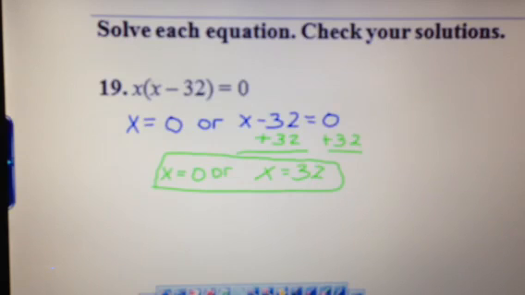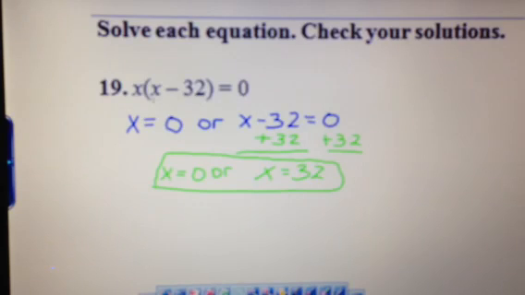Those are the ways that we could multiply these two factors and get 0. If x was 0, we put 0 in here, just kind of going over the check real quick. If 0 is there, then it's 0 times, over here we'd have 0 minus 32, that's negative 32. 0 times negative 32 is 0.